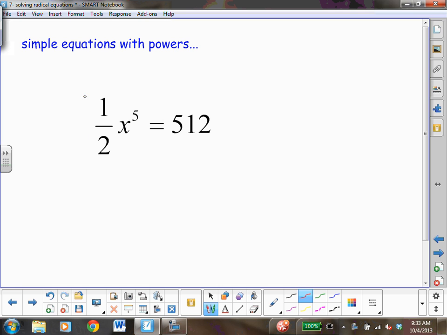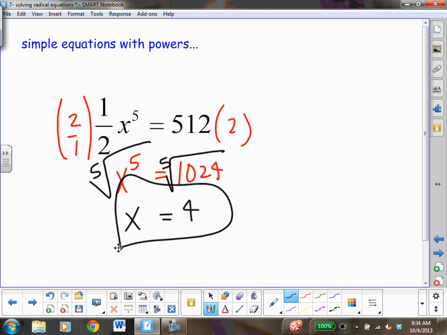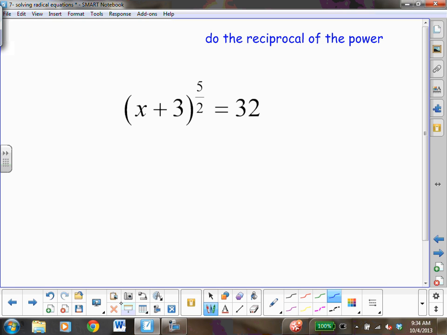Whenever I'm solving an equation with a power, the first thing I want to do is isolate the power, isolate the variable. So I have x to the fifth equals 1024. And then I have to do the opposite of the fifth power, which would be the fifth root. Since 5 is an odd number, I do not need to include plus or minus. The fifth root of 1024 is just 4. And that would be my solution. Again, we always want to do the opposite of the power.